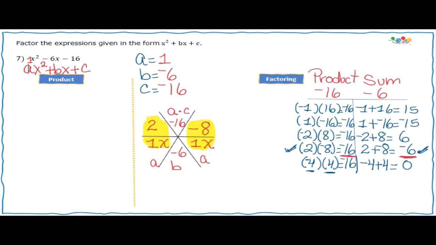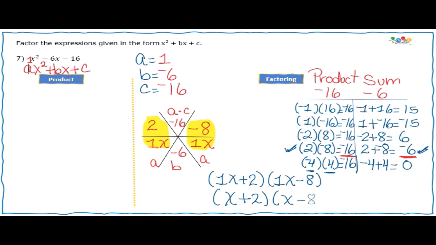Okay? So now with that in mind, let's write down the two factors that I found. So I got 1x plus 2, and the other one is 1x. Since this is a negative 8, we are going to place a minus 8 in there, which actually I can rewrite as x plus 2 and x minus 8. Okay, so these are my factors. And yes, you're right. These are the factors. So technically this will be the answer that they were looking for, right?